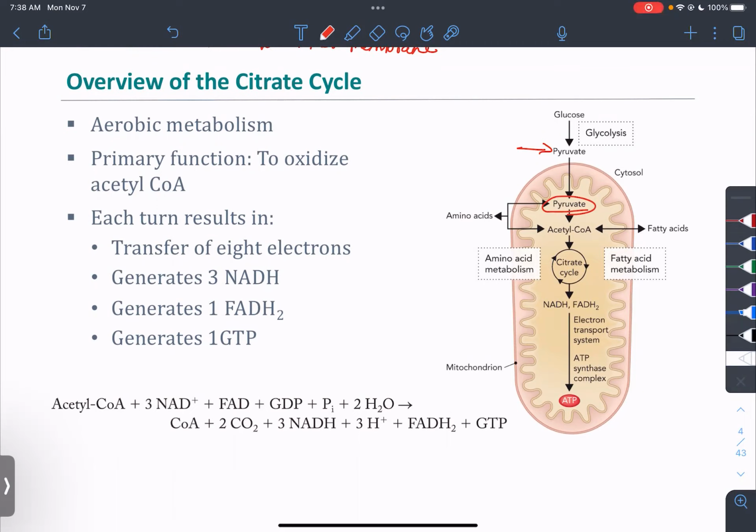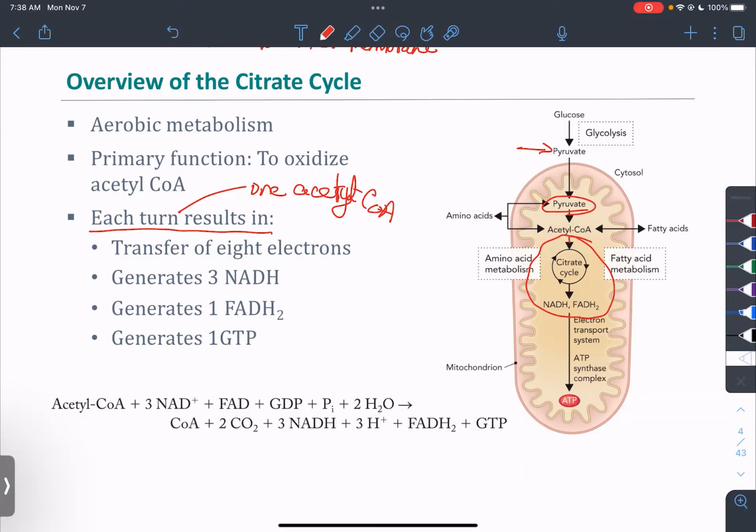So when we look at just the citrate cycle, all by itself, what are we going to get out of the citrate cycle? We're going to get 8 electrons. So each turn, and remember, each turn is really one acetyl-CoA, and that acetyl-CoA came from glucose. But how many acetyl-CoA molecules are we going to get from glucose? We're really going to get 2. So every molecule of glucose will take us through 2 turns of the citrate cycle. But here we're just talking about 1 turn because it's kind of easier to see 1 turn.